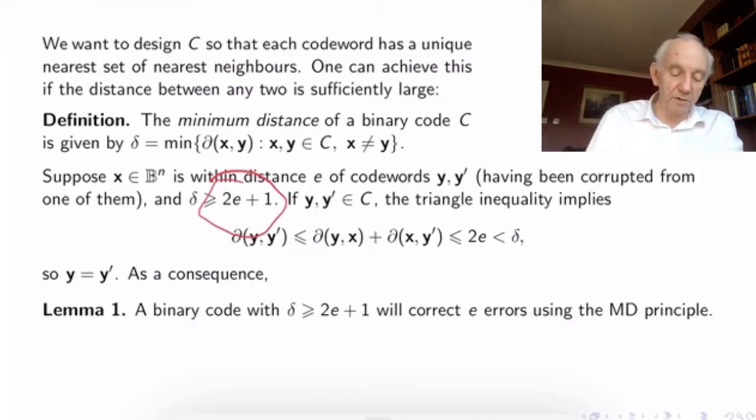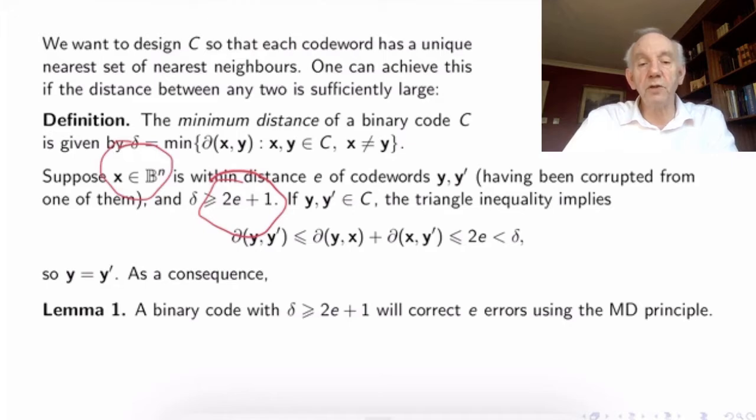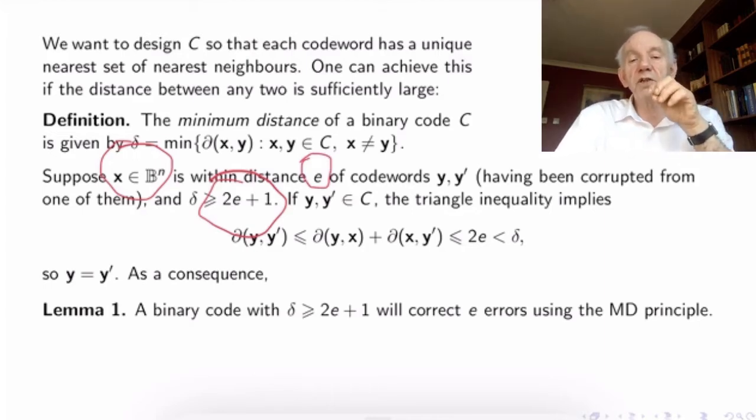And suppose we have an arbitrary word x which is within a Hamming distance e of 2 code words. That means we can just change e elements of x and get y, and e other elements of x and get y prime. Suppose that's the situation. The idea being that maybe we transmitted y, but because of errors of transmission along the way, we actually receive x, which differs from y in e positions. So the message has been corrupted in transmission. But suppose we have 2 code words that have this property. Then because the Hamming distance is actually a distance in the sense of metric spaces, it satisfies the triangle inequality. That's quite easy to prove. I'm not going to do it today. But it satisfies the triangle inequality.